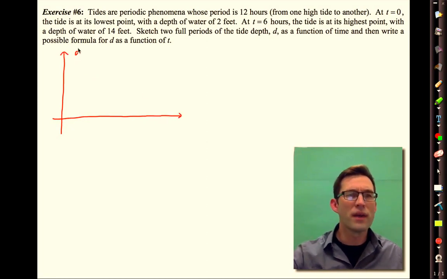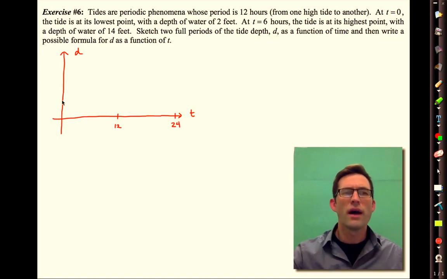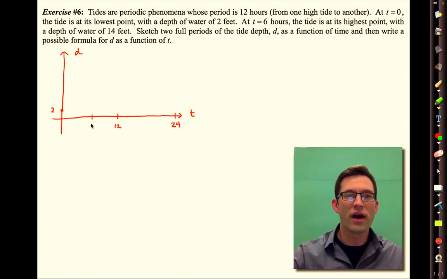All right, I want to know the depth of the water over time. I know that it cycles every 12 hours, so I'll get my 12 and 24 on there. At t equals 0, we're at our lowest depth, which is 2 feet. 6 hours later, we're at our greatest depth, which is 14 feet. Remember, this is the depth of the water. Back at 12, I must be back down.